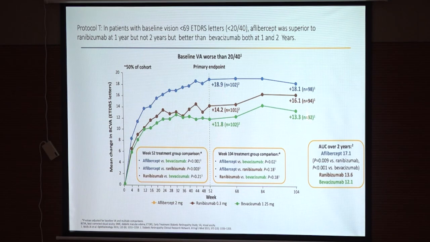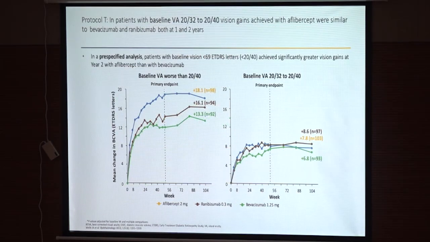And this efficacy was maintained at 2 years. Same was the result at 1 year, and same was the result at 2 years. But if the vision was 6/12 or better, all the 3 injections were similar in efficacy. So this was when vision was less than 6/12, and this was when vision was 6/12 or 6/9. Then all the 3 injections were comparable. The results were comparable.